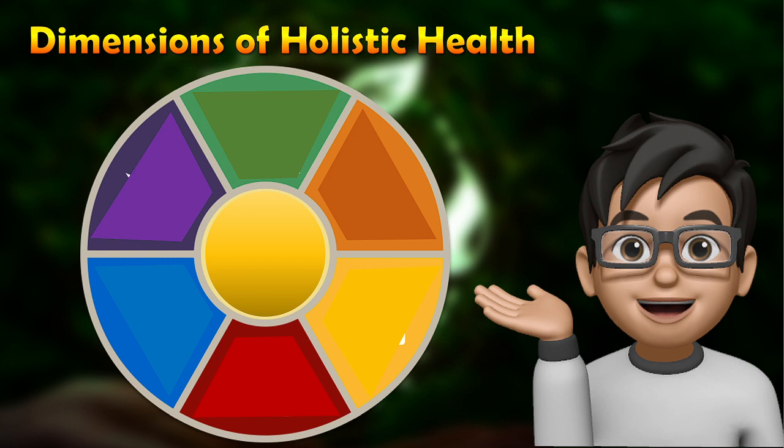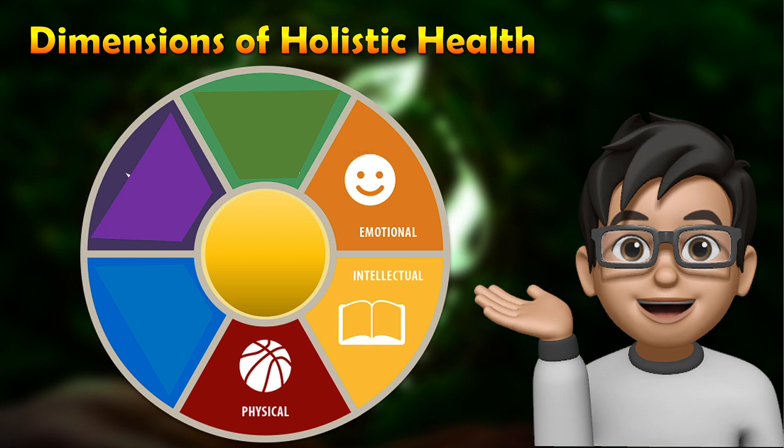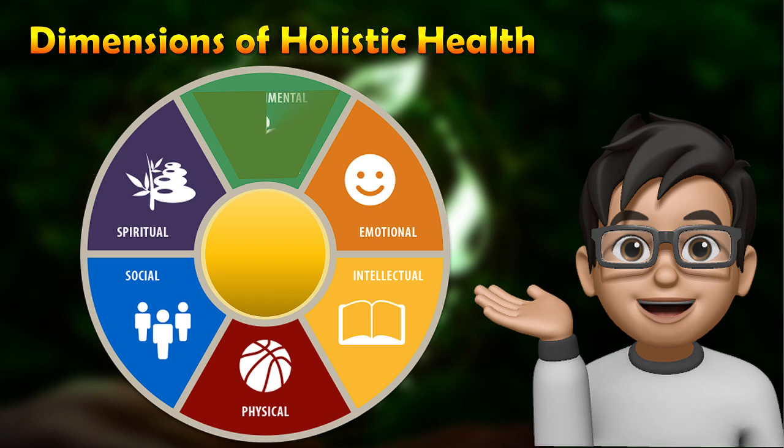Here are the 6 dimensions of holistic health: physical health, mental or intellectual health, emotional health, social health, moral spiritual health, and environmental health.